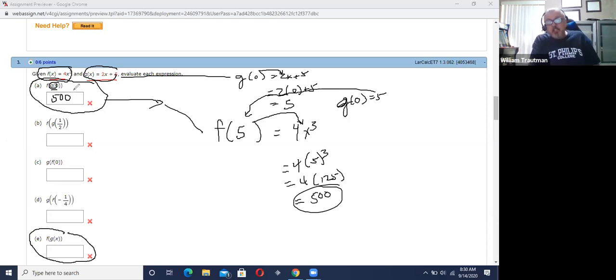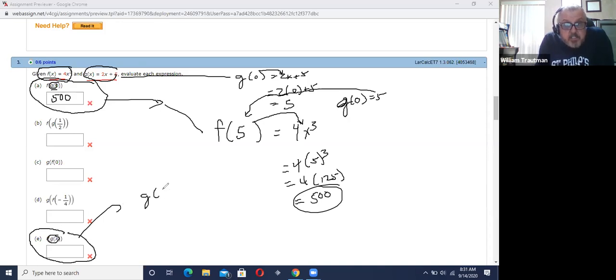Now on the next one, and feel free to stop me if you have any questions. On the next one, we're plugging g of x. g of x is 2x plus 5. We're plugging this 2x plus 5 into the function f. In other words, we're plugging 2x plus 5 in here.